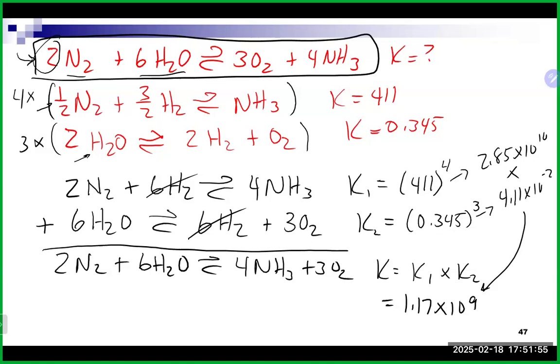Small value or large value K? Yeah, super large value. That means we should mainly expect products in this made up example here, and it should definitely head towards the product side in this case. Any questions on manipulating? Yeah.